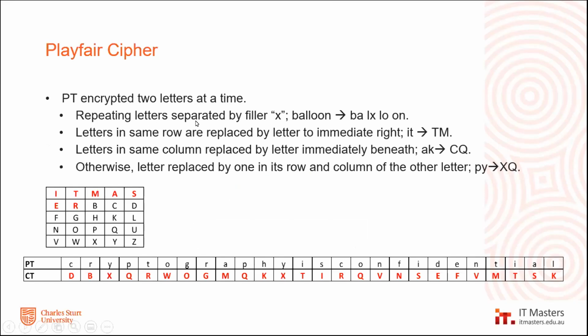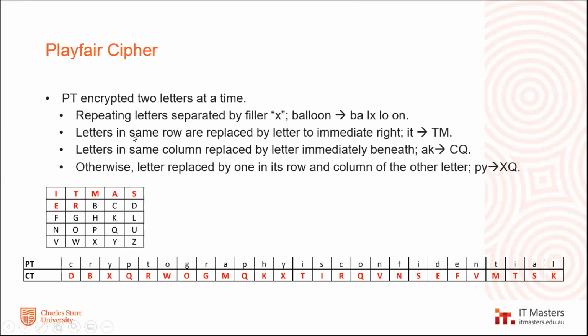If we have repeating letters, so 2 letters of the same in the plain text, we separate them by a filler character, which is X. We use X as our filler character. So in the example here, we've got the word balloon. It would be broken into lots of 2 characters by Playfair. So we end up with BA, then LX, because we don't want the same 2 letters together. So that becomes LX for encipherment. We add the filler in, we have LO, and we have ON. So that would be the first step in the Playfair cipher: break the plain text into 2 letters and add in the fillers as need be.